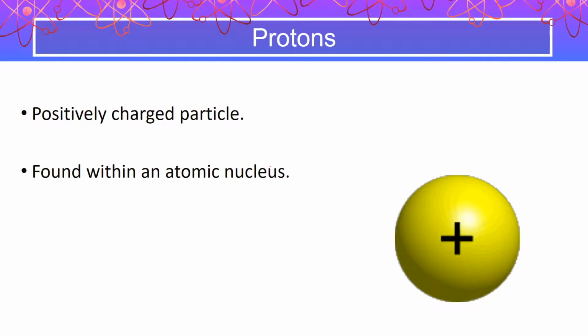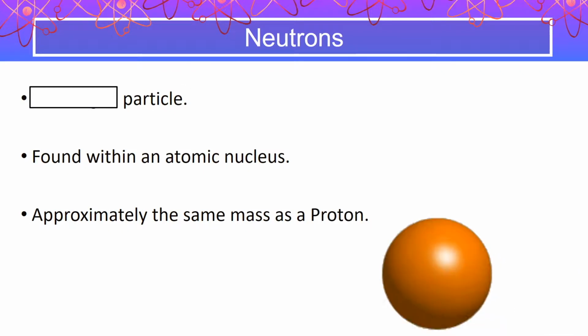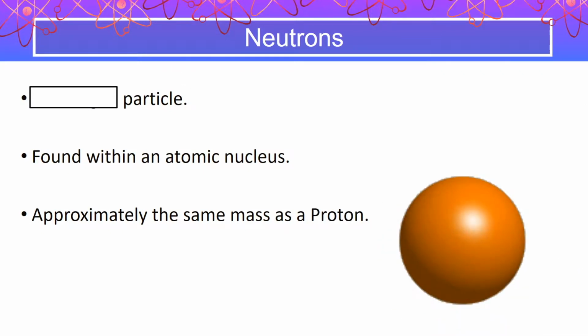Now, protons are not the only thing hanging out in the nucleus. We also have neutrons. So neutrons are, like I said, in the atomic nucleus. They're about the same mass as a proton. So here we've got just an orange ball, but you might notice there's no symbol on that. And that's because neutrons are not positively charged and they're not negatively charged. In fact, they are an uncharged particle. A handy way of remembering this is that neutrons are neutral. So neutrons are neutral, they have no charge.